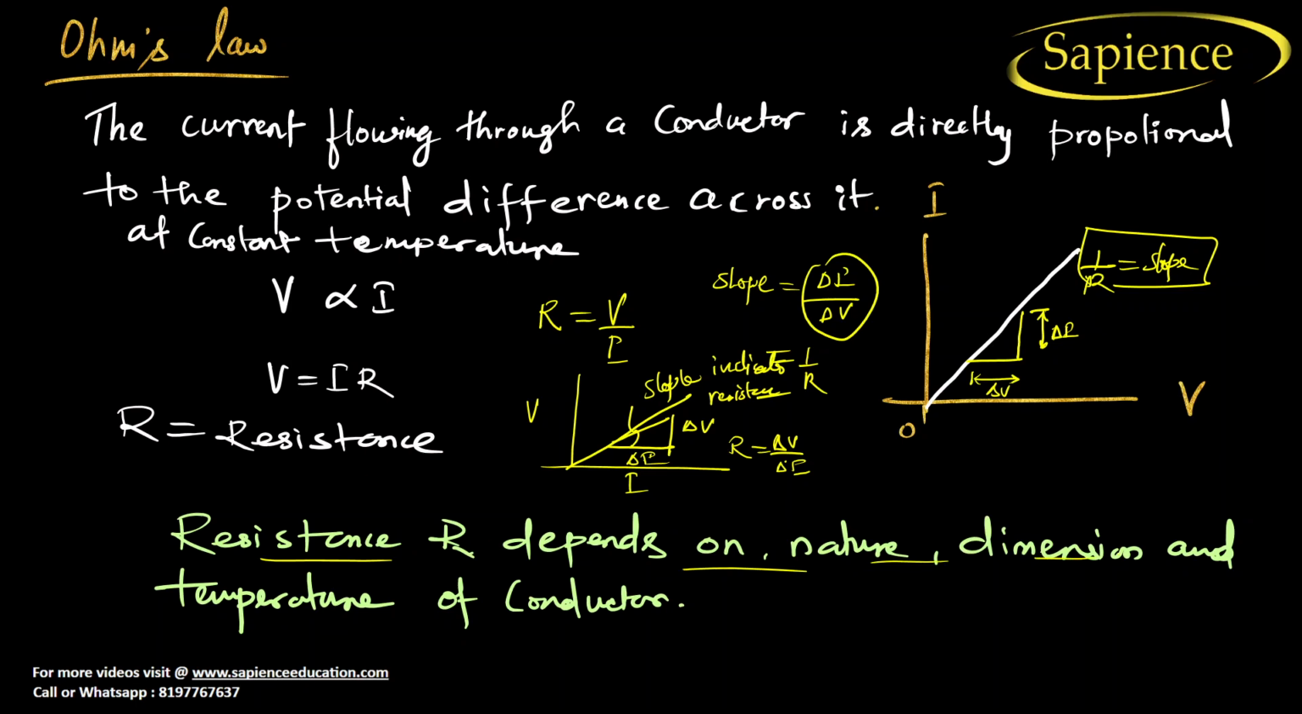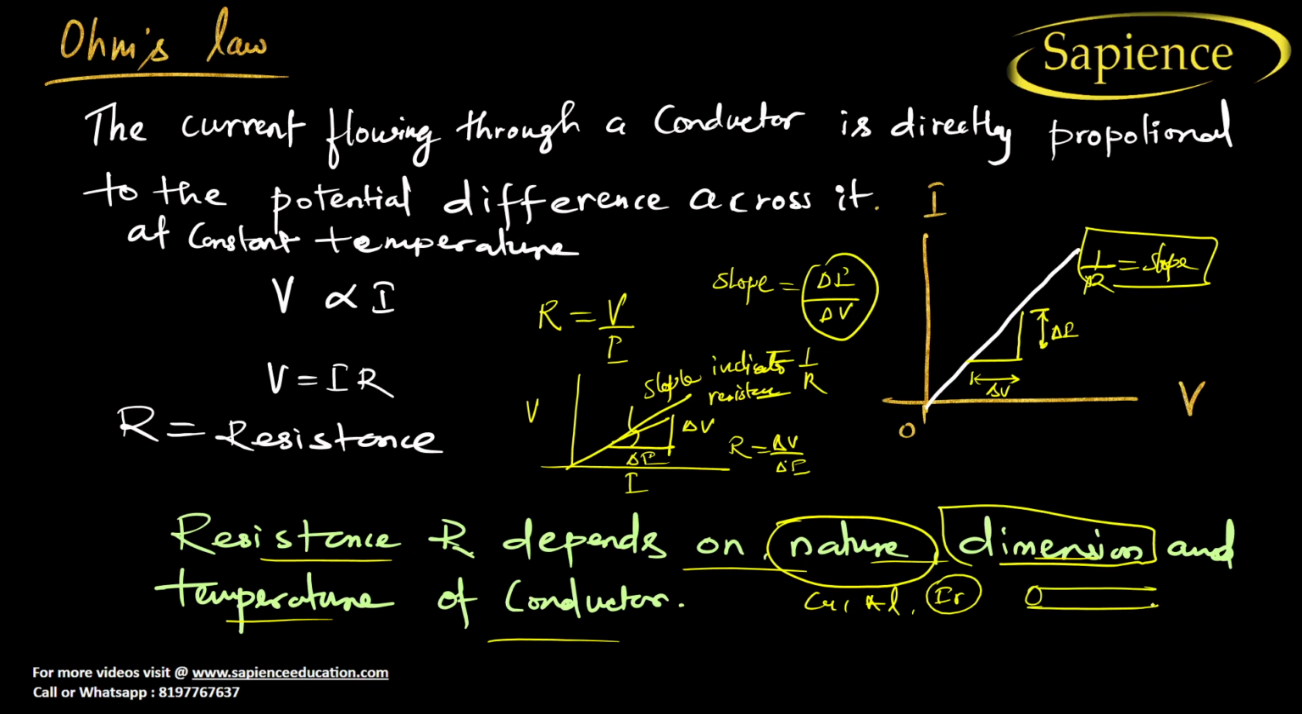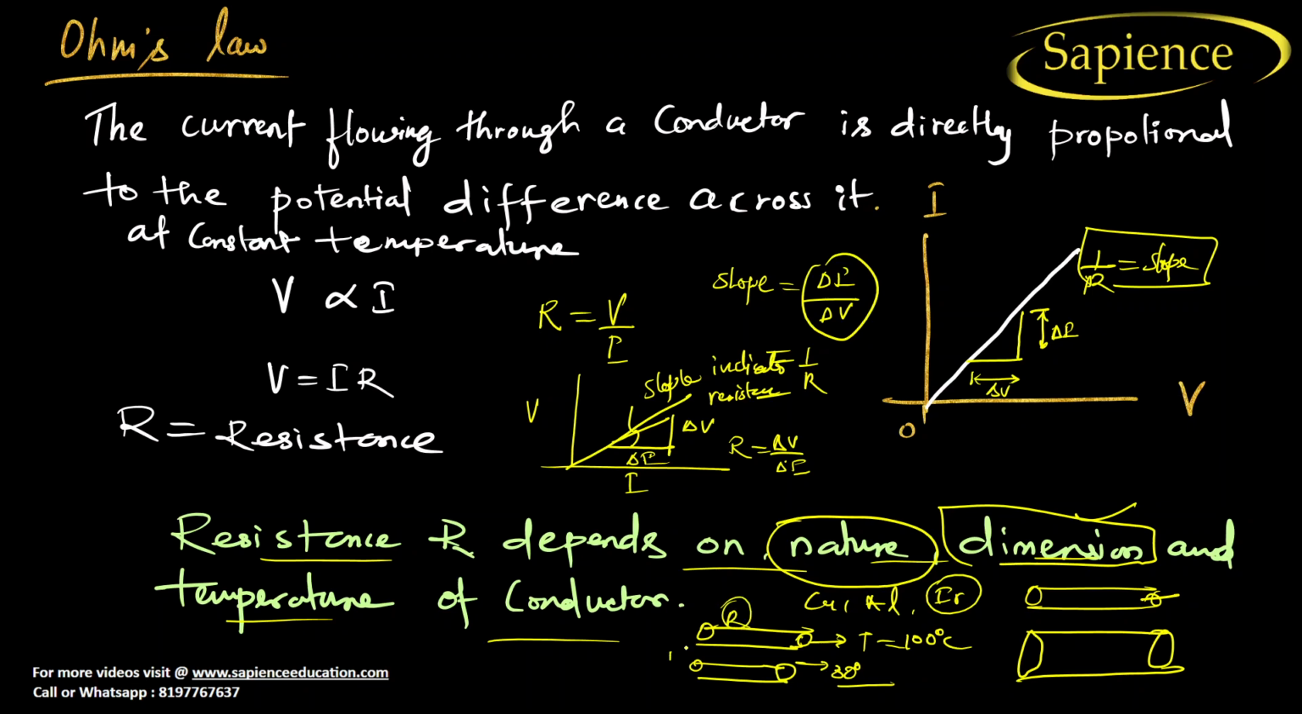Resistance R depends upon the nature, dimension, and the temperature of the conductor. There are several factors on which the resistance depends. First of all is the nature, whether it is copper, aluminum, iron, and so on. Another thing is the dimension. If one copper piece is like this and another is like this, both have a different resistance because they have different dimensions. And the temperature of the conductor: let us consider two conductors of the same size and same material, but one is at 100 degrees Celsius and the other at 30 degrees Celsius. The resistance of the two conductors will differ. It means that conductor resistance depends upon the dimension, temperature as well as nature.